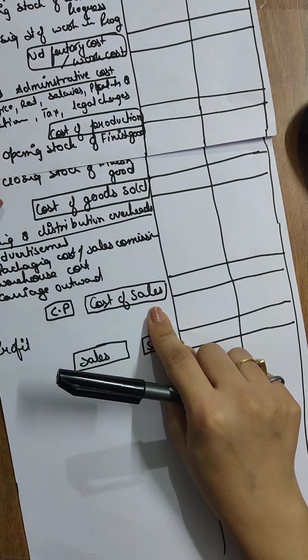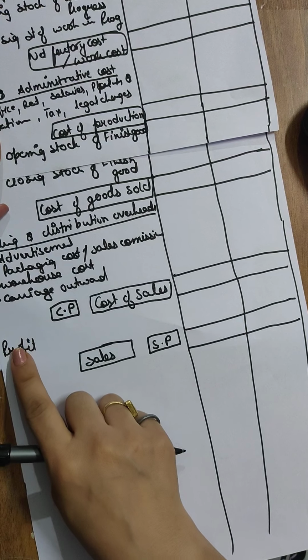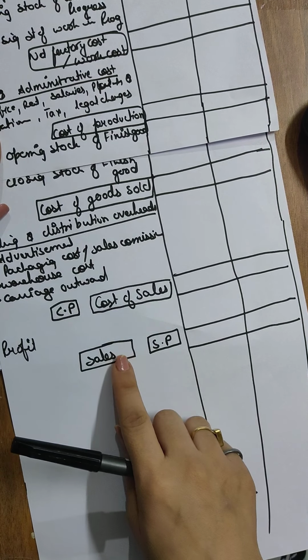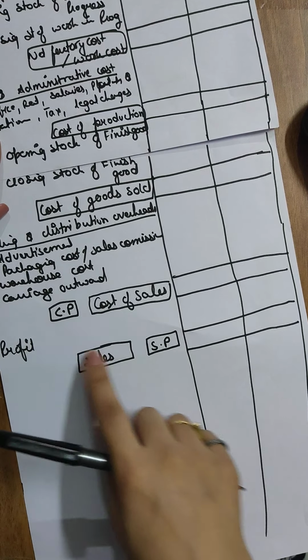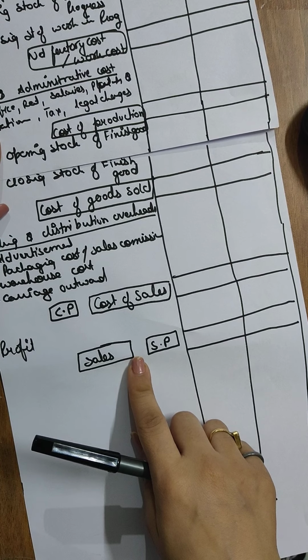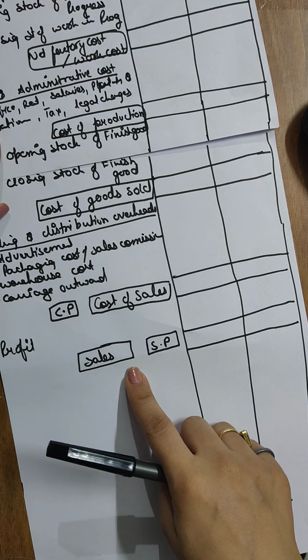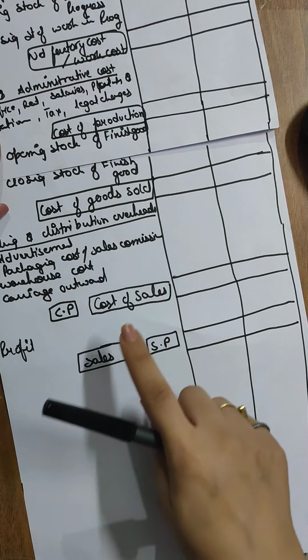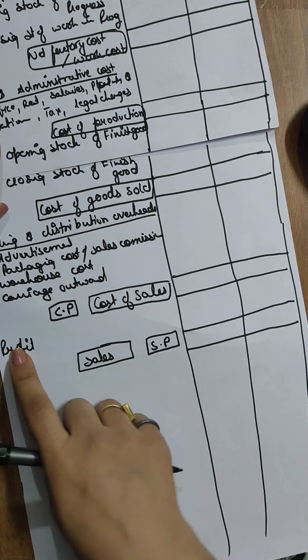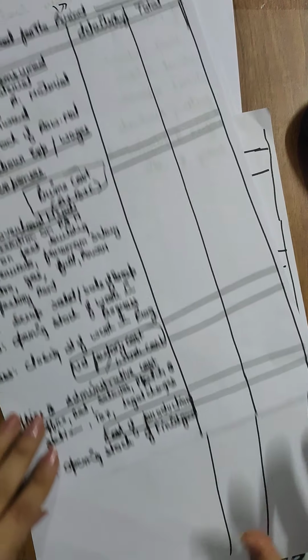Once you have added the selling and distribution overheads over here, you will get the cost of sales. In the cost of sales, if a profit figure is given to you, add that so that you can get the sales. If a sales figure is given to you, then from the sales minus the cost of sales, you can get a profit figure. So this is how we are going to prepare our cost sheet.